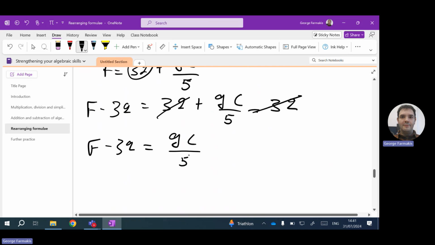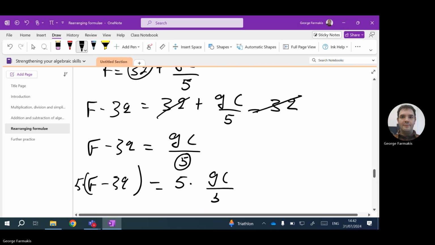Okay, now let's get rid of the 5. Because 5 divides 9C, we can multiply both sides of the equation with the 5. So let's multiply with the 5. And now this 5 and this 5, we can simplify.